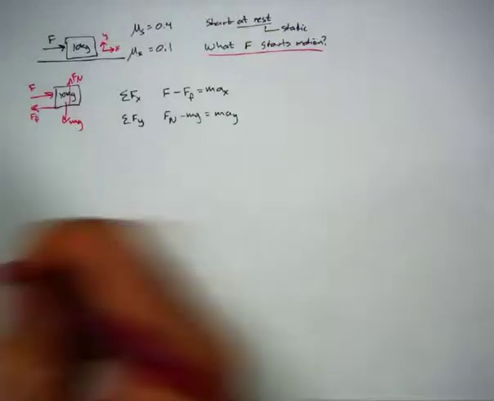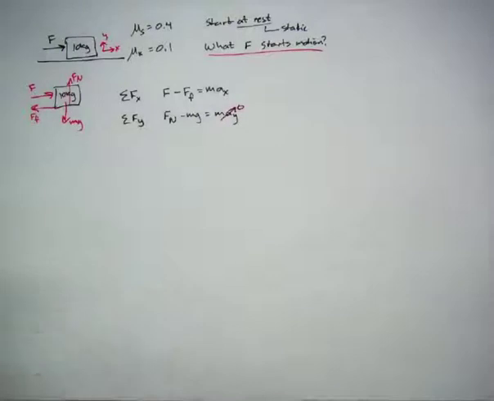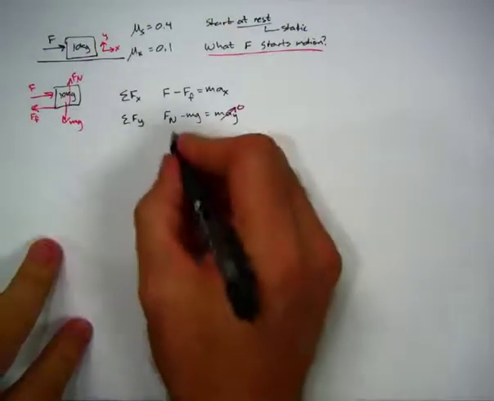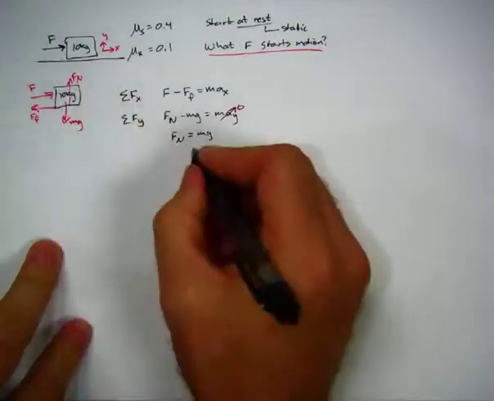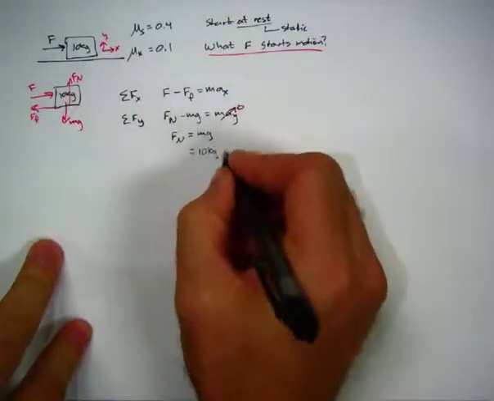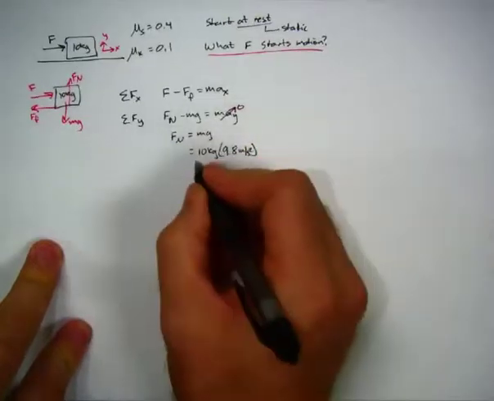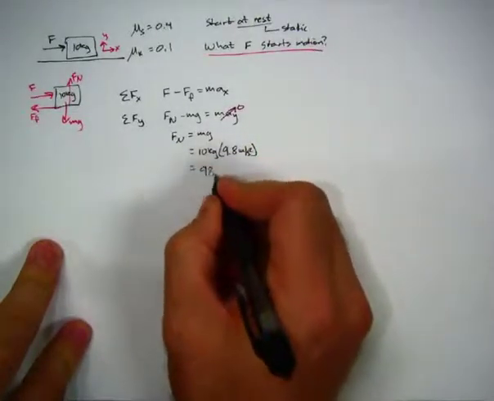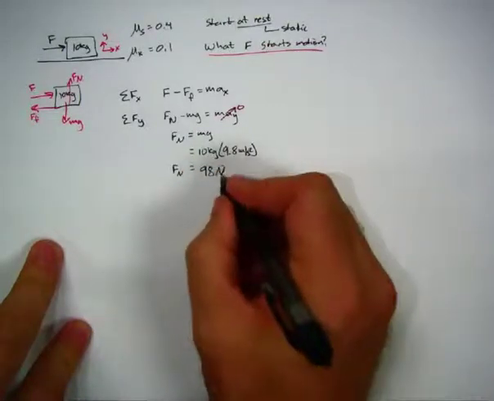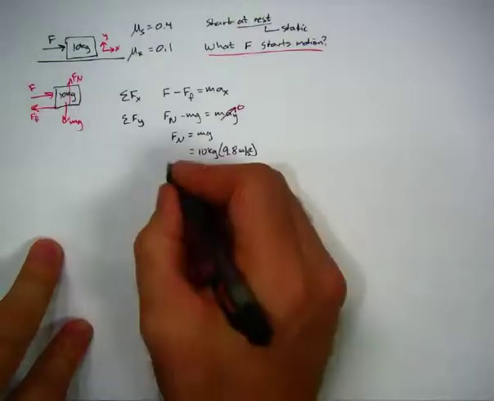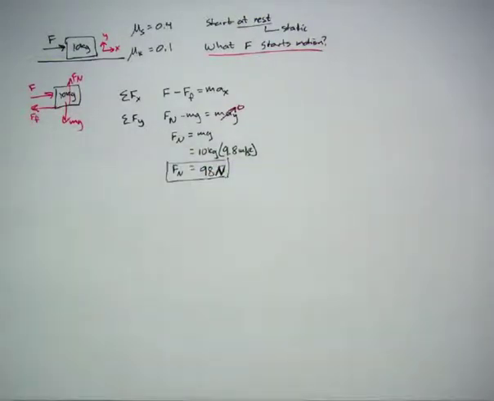Because nothing's going on in the y direction, we get to say that this is equal to 0, and immediately we can solve this and say F normal is equal to mg. Since this is a 10 kilogram box, it's 10 kilograms times 9.8 meters per second squared, which is equal to 98 newtons. So I know my normal force is 98 newtons in this case. So far we haven't needed to use that, but we'll see.